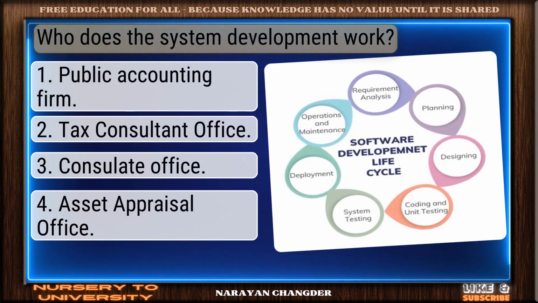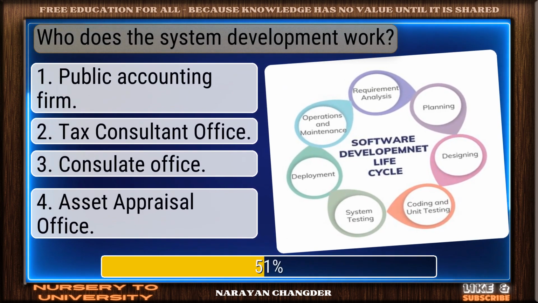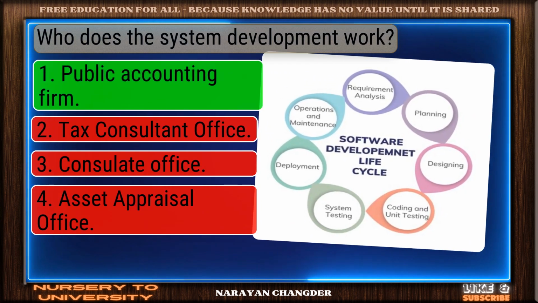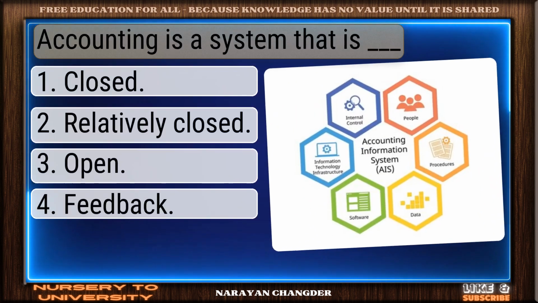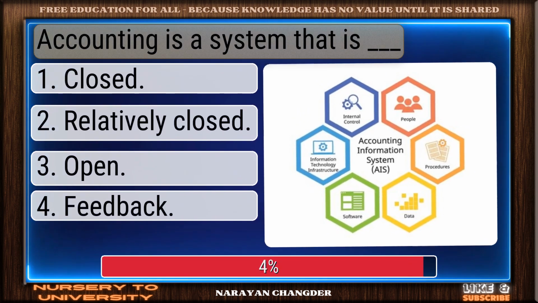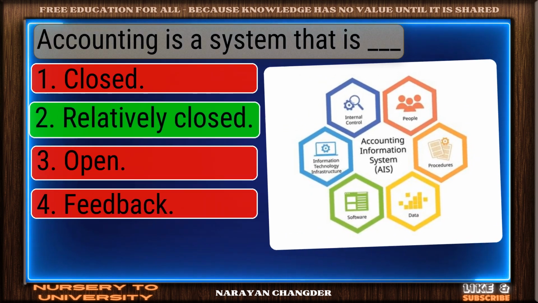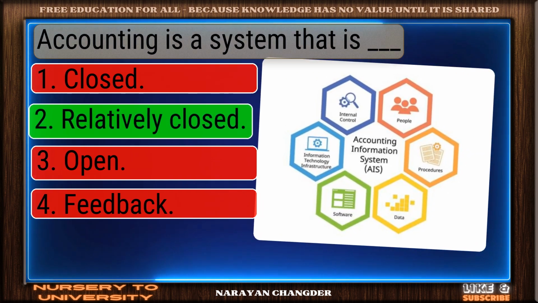Who does the system development work? Well done. Public accounting firm is the right choice. Accounting is a system that is... Excellent choice. Relatively closed is the right answer.